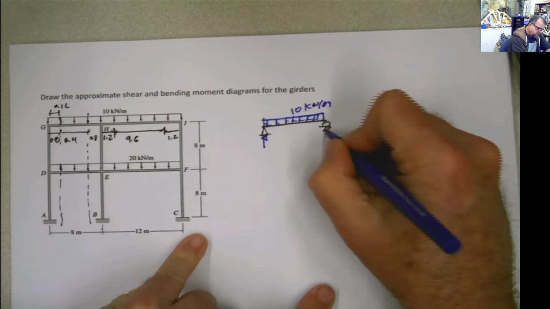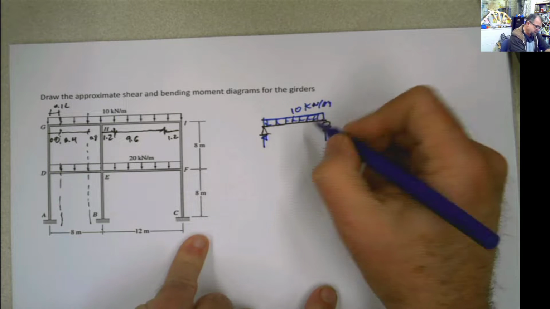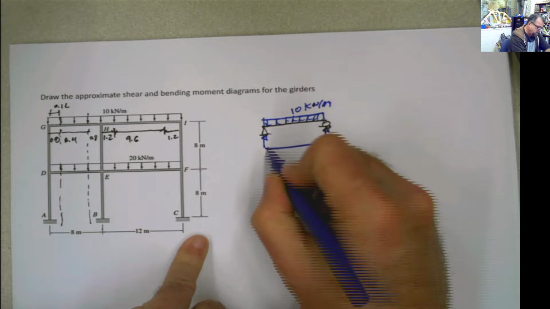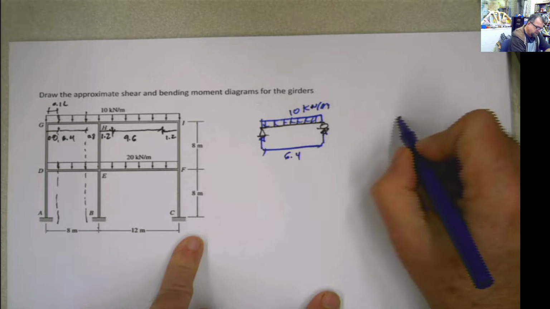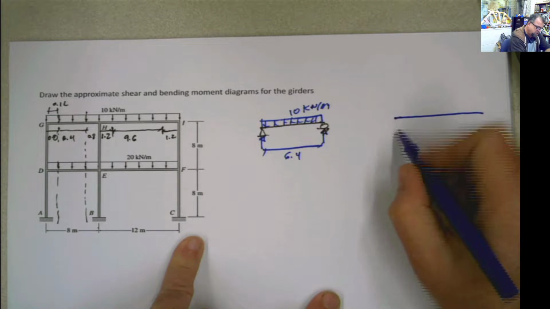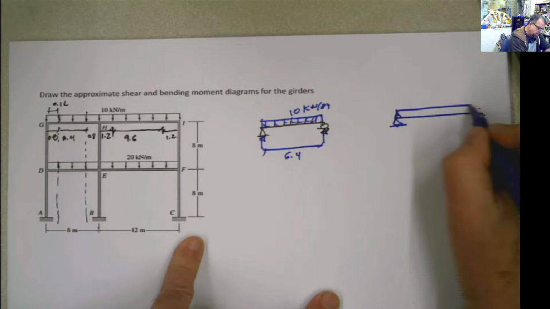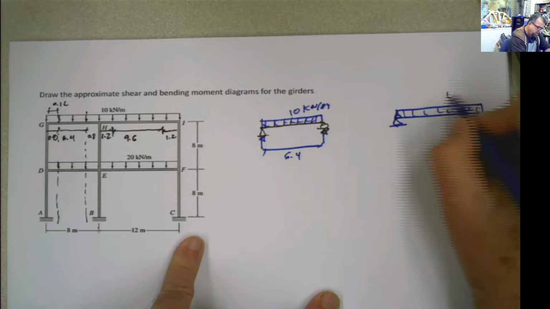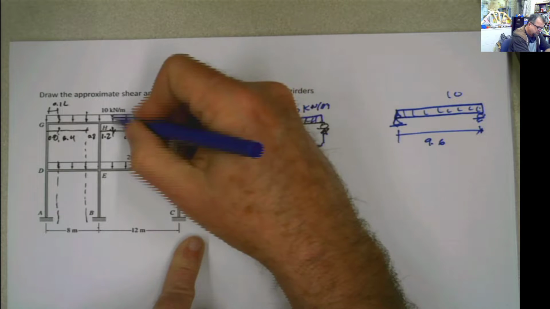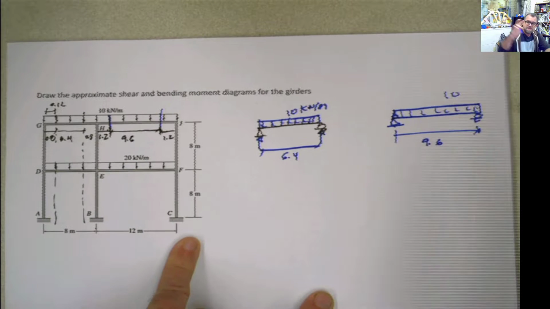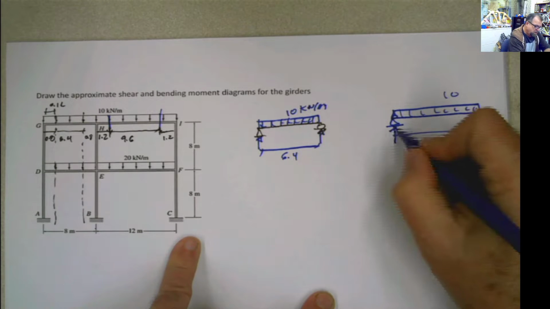I'm going to have this reaction and this reaction. This reaction is going to be W times L, and this distance from here to here is 6.4. In this other span, if I do the same thing, here and here, the load is 10, and this distance is 9.6. That will be this part corresponding to the simple support span.